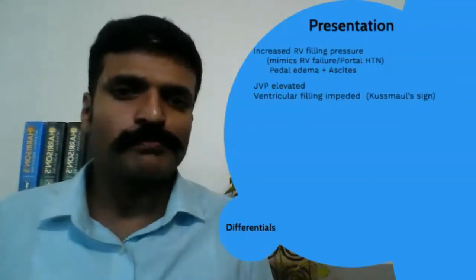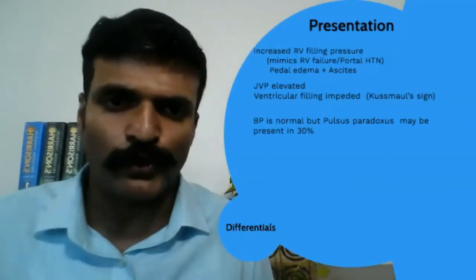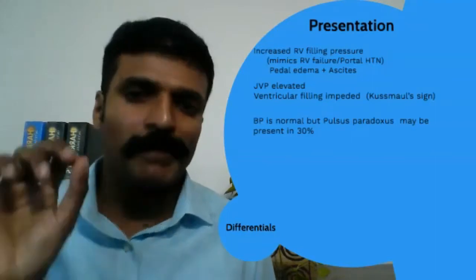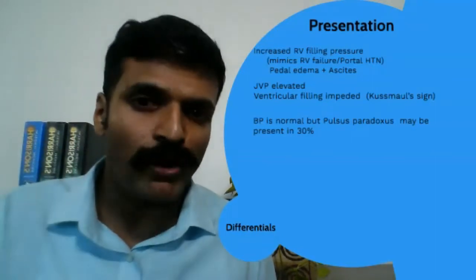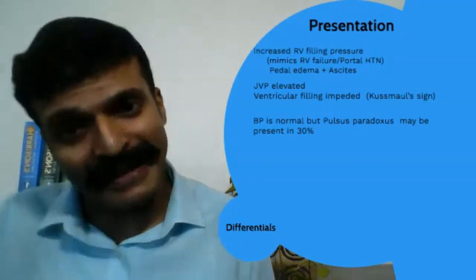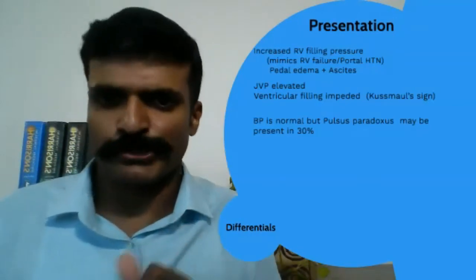Right. Similar to Kussmaul sign, another interesting feature that you might see is that the blood pressure is, of course, reduced, and you might even get pulsus paradoxus here. Remember, pulsus paradoxus or an inspiratory fall in the blood pressure of more than 10 millimeters of mercury is very classical of tamponade, but you might see it in constrictive pericarditis.